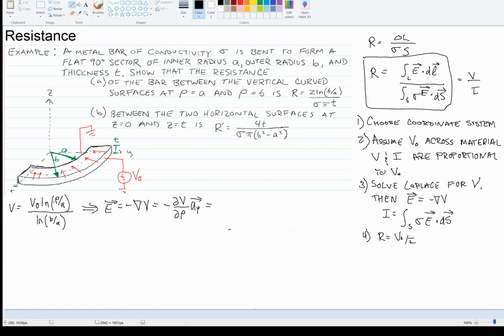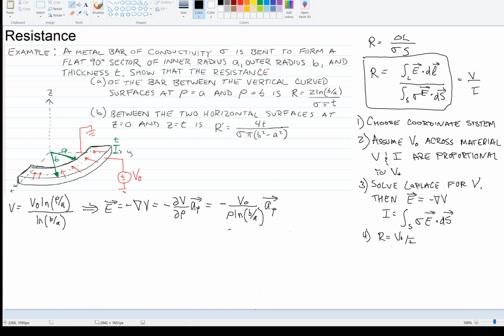So I take the derivative versus rho of V. So the derivative of natural log of rho is 1 over rho, right? And then we've got this negative. So the derivative here would give us negative V0 over rho natural log of B over A in the rho direction, like this. Good. So we've got the electric field.